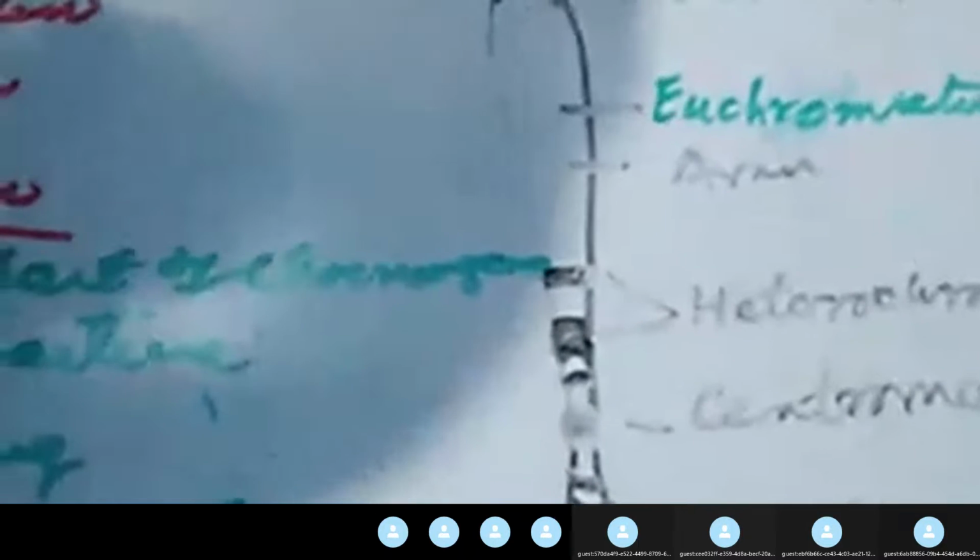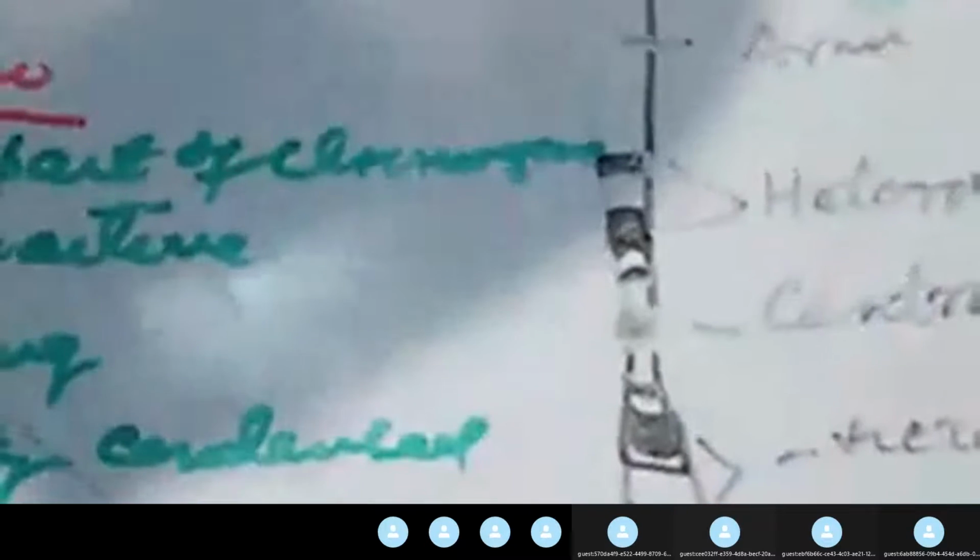Then what is facultative heterochromatin? Facultative heterochromatins are actually euchromatin, but sometimes they change into heterochromatin. Such heterochromatin, which is actually the euchromatic part but also becomes heterochromatic, is called facultative heterochromatin.